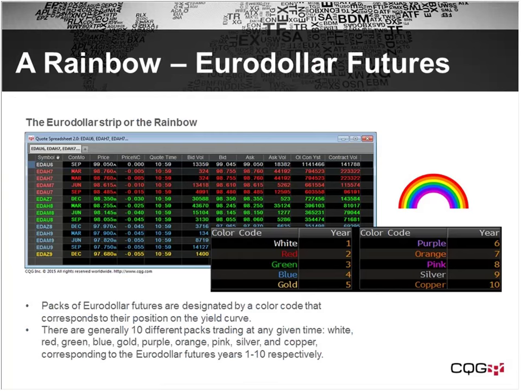Okay. Moving on to this slide called the rainbow, or Eurodollar futures. Okay. We've now showed you our model. We've showed you a probability framework. We've shown you a decision tree. We've shown you a dot plot. It's time for the fifth tool. Okay. We refer to the Eurodollar futures market as the rainbow.